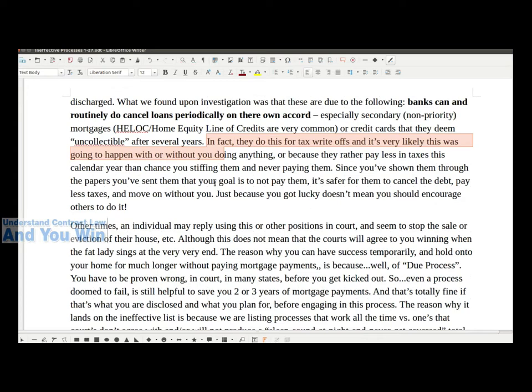In fact, the banks will cancel your debts if they're second in line for a tax write-off, and it's very likely that this is going to happen whether you did anything or not, and especially if you fell behind on your mortgage, both your mortgages, your first and second mortgage. It's very likely that over the course of a year, 2 years, 3 years later, they may just cancel your mortgage because they will wind up paying less in taxes this calendar year and get a tax credit.